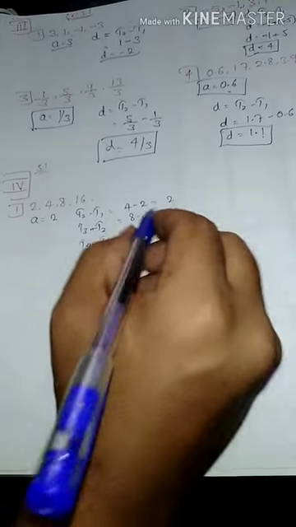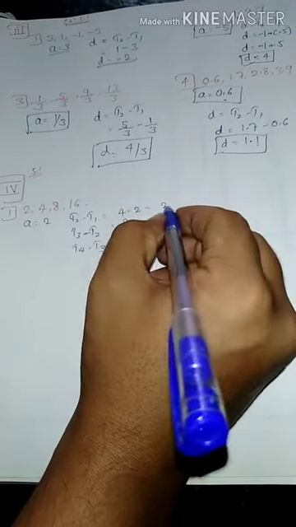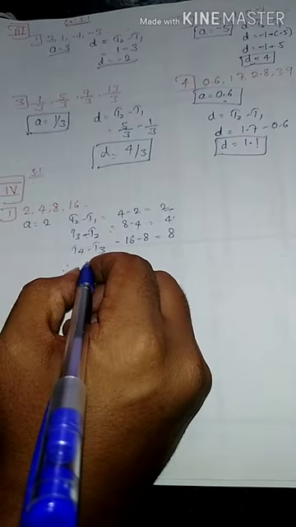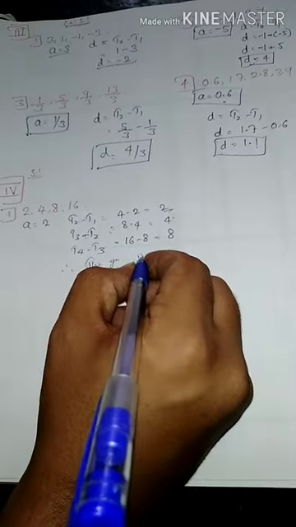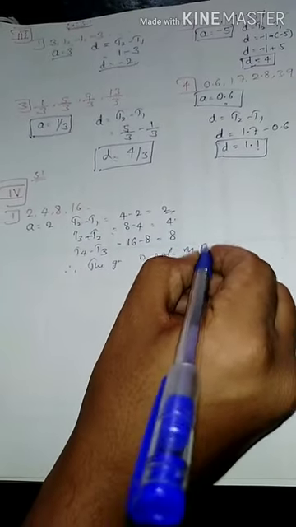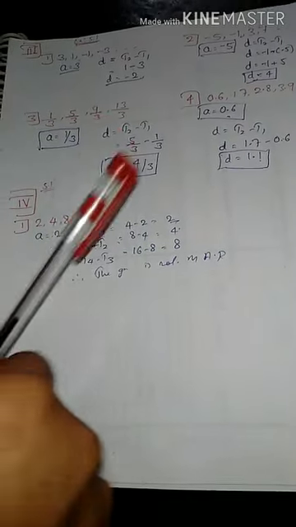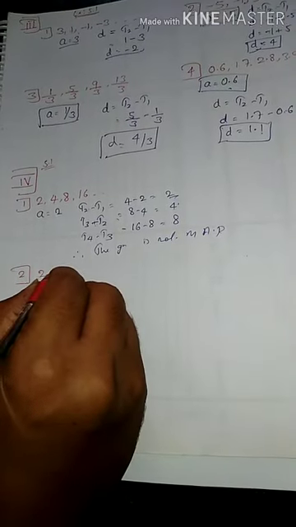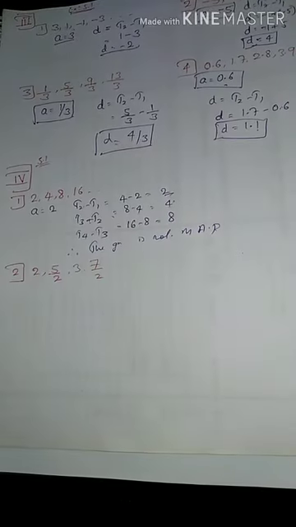So here the common difference is not the same, because T2 minus T1 is 2 and T3 minus T2 is 4. Therefore the common difference is not the same. The given progression is not in AP. If it is an AP, we have to find the next 3 terms, but it is not in AP. The next, second example, 2, 5 by 2, 3, 7 by 2.